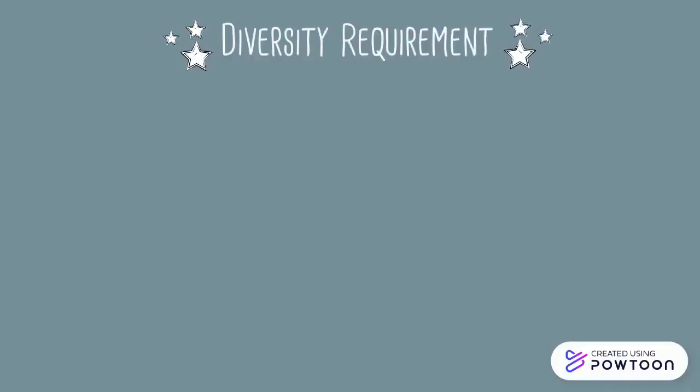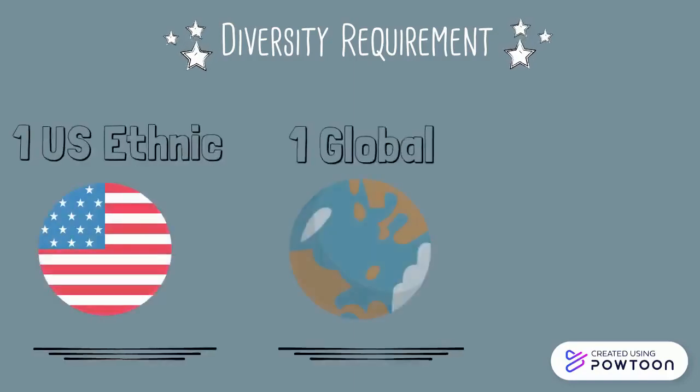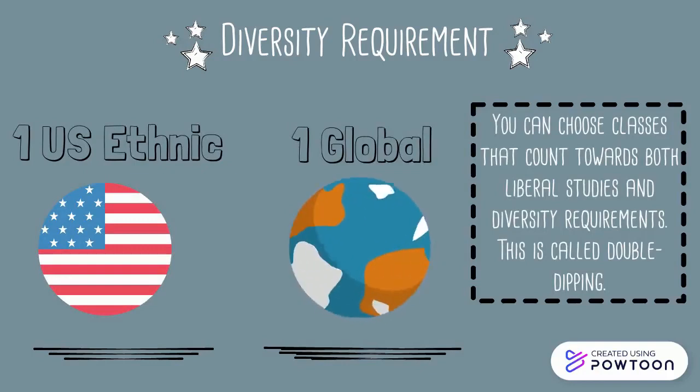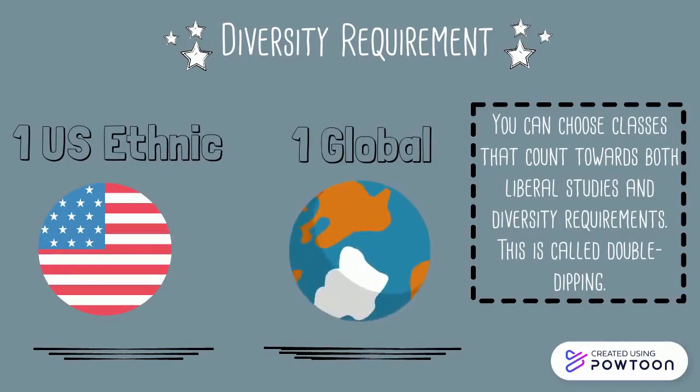In addition to liberal studies, there are 2 required diversity classes, U.S. Ethnic and Global. You can choose classes that count towards both liberal studies and diversity requirements. This is called double dipping.